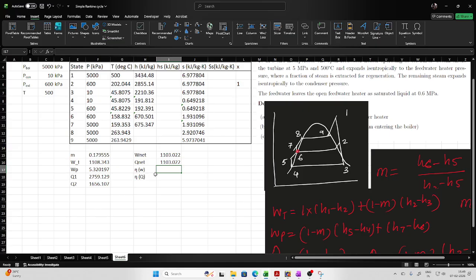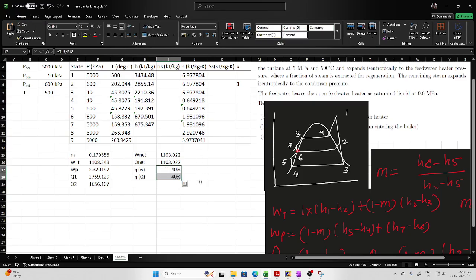What is the efficiency based on work? It is nothing but net work output upon heat input, Q1. And based on heat, it is nothing but 1 minus Q2 by Q1. So let us write them as efficiencies. Now you can see that due to regeneration, this is 40% efficient. And if there would not have been any regeneration, this efficiency will reduce. So now friends, in this way you can solve your regenerative feed water heating cycle.